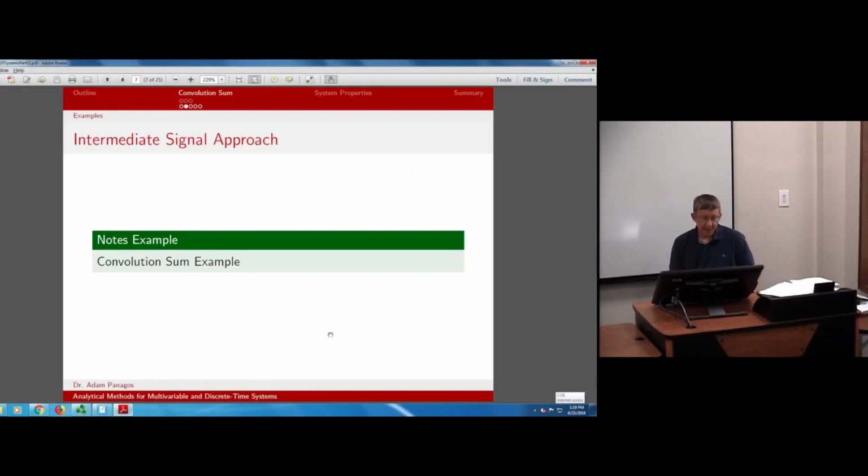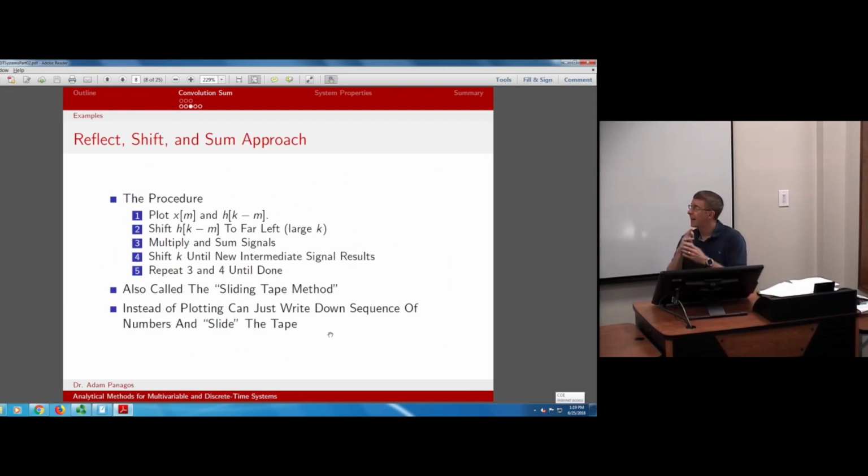All right, that basically leads us to our next approach. We call it the reflect, shift, and sum approach, which is exactly what you did in continuous time linear systems. The way we think about that product is there's one signal that sits there unchanged. The other one is the original signal that's been reversed, shifted somewhere, and then you multiply that stuff and integrate it up. We're going to do the exact same thing here.